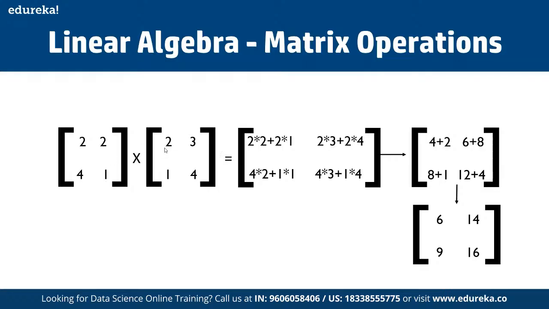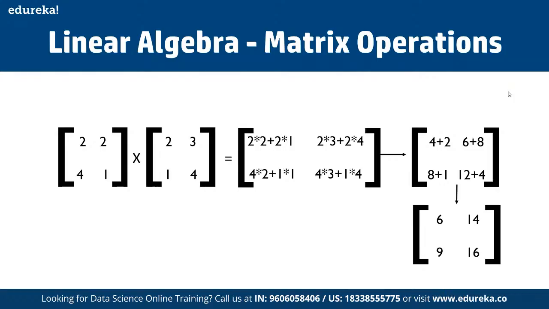Then again, if you refer to 2, 2 multiplied by 3 plus 2 multiplied by 4. 4 multiplied by 2 plus 4 multiplied by 1. Then again, it's going to be 4 multiplied by 3 plus 4 multiplied by 4, and 1 multiplied by 3 and again 1 multiplied by 4 as well. So this is going to give us the end result of multiplication that we can achieve in terms of matrices.